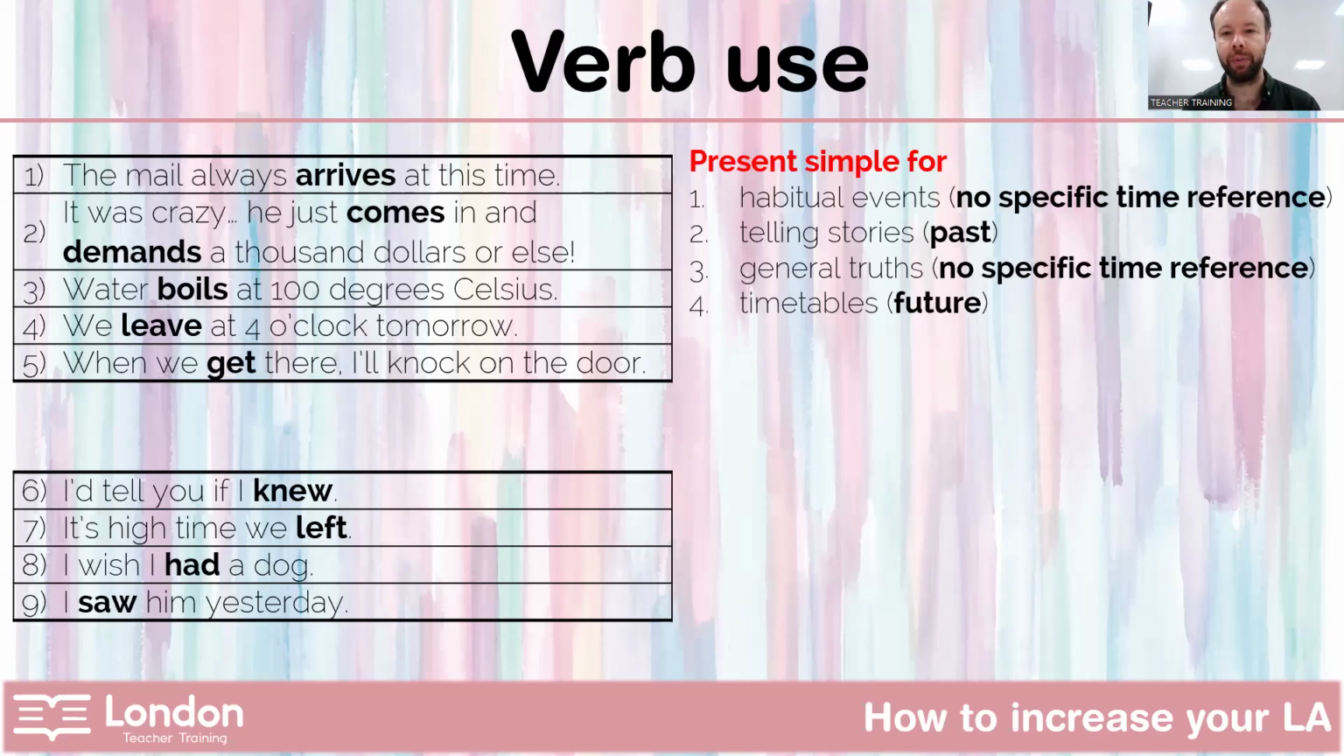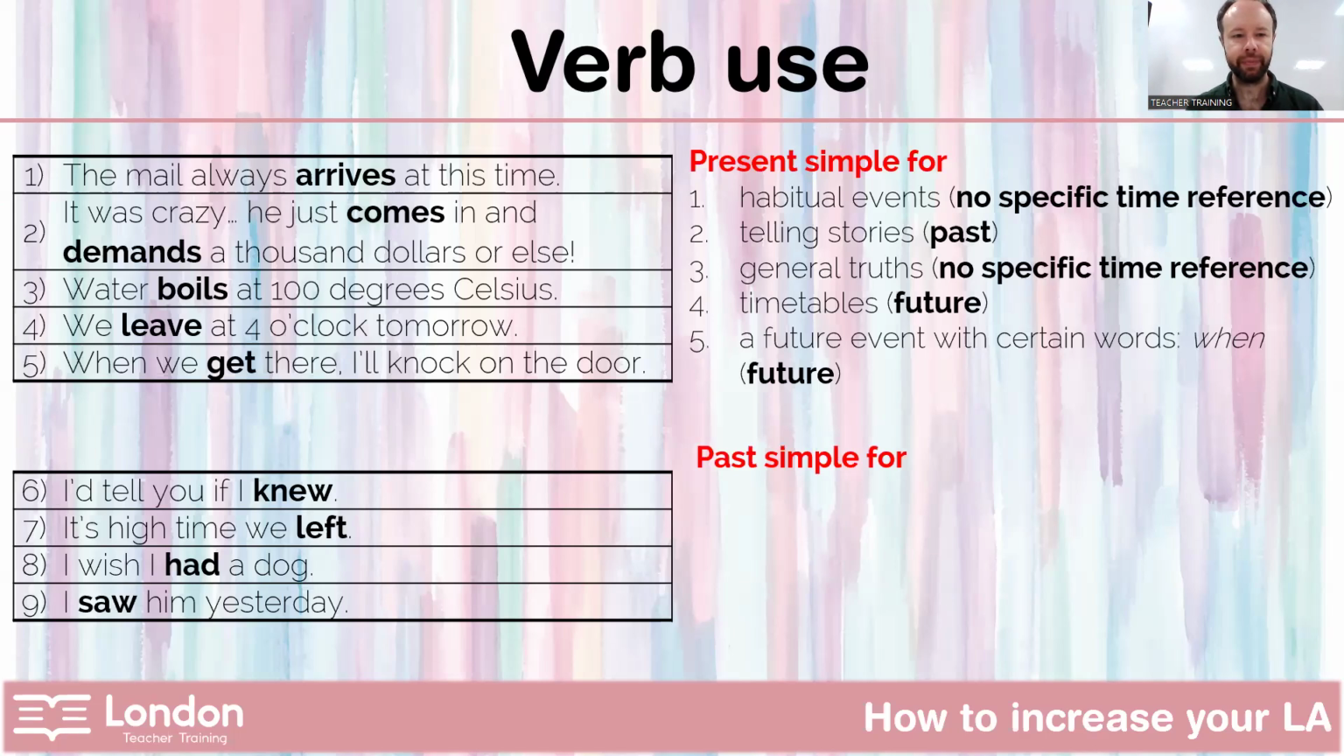We leave at 4 o'clock tomorrow. Okay, tomorrow's there, it tells us that it's in the future. But even without that word tomorrow, for example, right now, 4 o'clock is in the future. And similarly, when we get there, I'll knock on the door, referring to a future event, in this case indicated by when. All right, so present simple for a variety of things there.